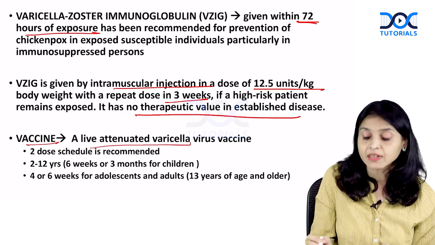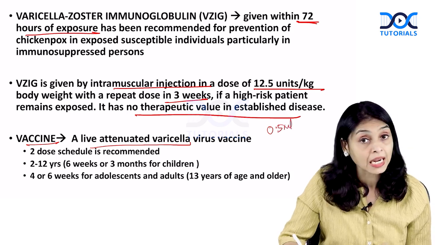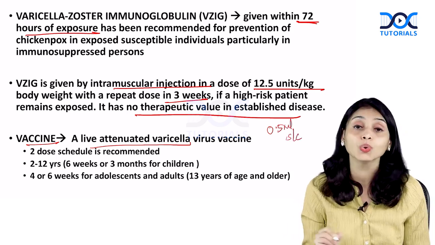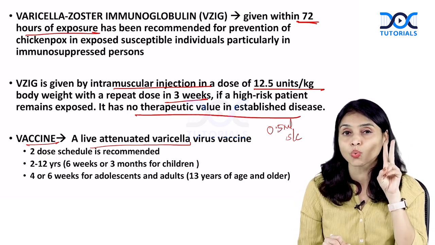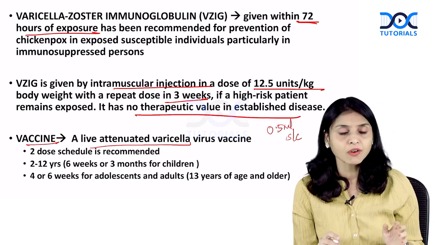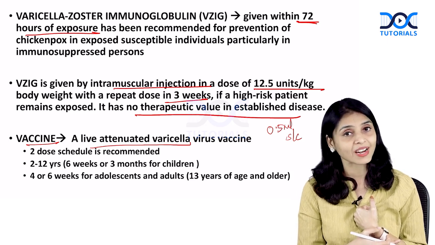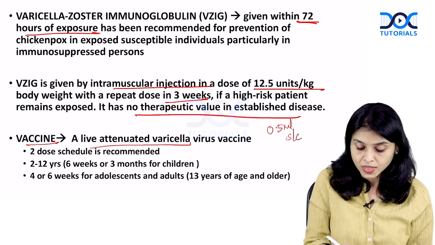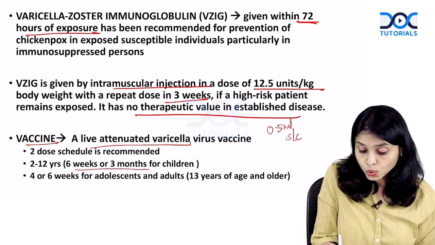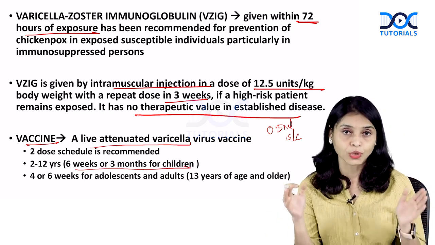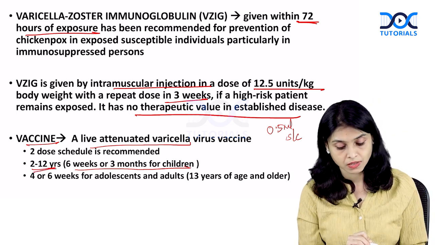It is a live attenuated varicella vaccine. Dose is 0.5 ml, given as a subcutaneous dose. The route of administration is subcutaneous, and the recommended schedule is a 2-dose regimen. From 1 year or 2 years onwards, it is advisable to give this prophylactic vaccine to children. The 2-dose regimen has a gap of 6 weeks to 3 months for children between 2 to 12 years.